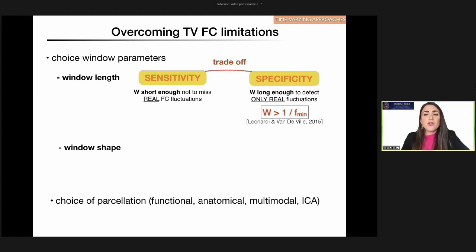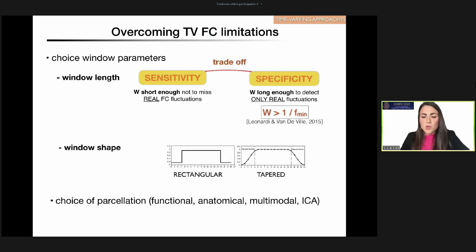And this minimum frequency depends most of the time on the pre-processing steps, and in particular on the high-pass filtering cutoff that we apply to our data, to our fMRI time courses during pre-processing. As to the window shape, the simplest shape that was adopted is the rectangular one, but other shapes have been introduced, for example, in order to ameliorate the signal to noise ratio. For example, the tapered window allows us to smooth the borders a bit, and so gives less importance to noisy peaks that might be at the borders of the window.